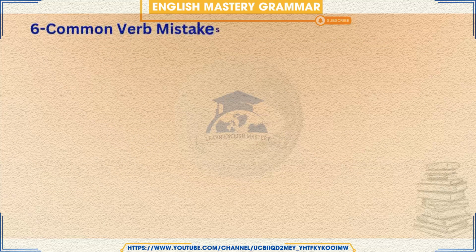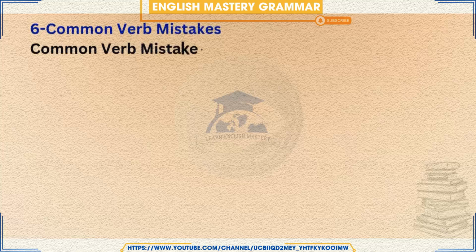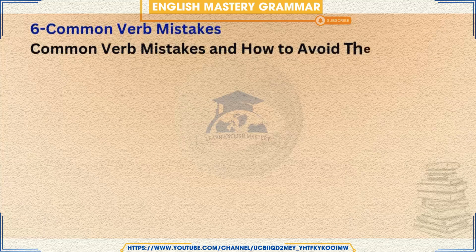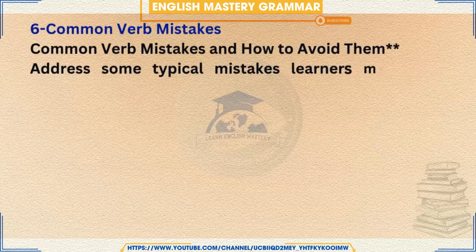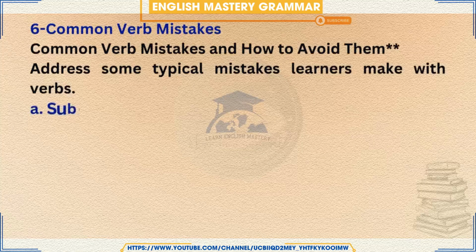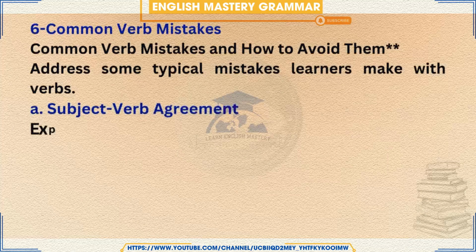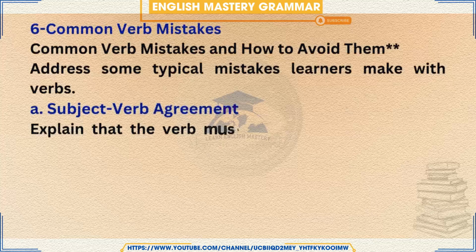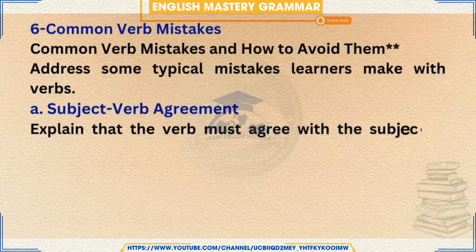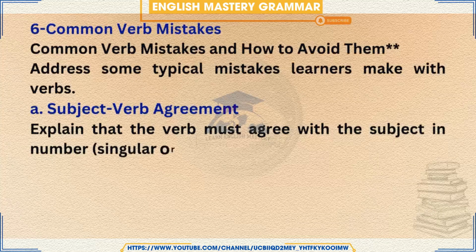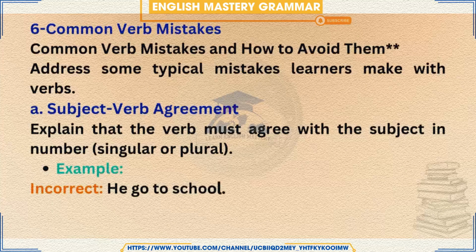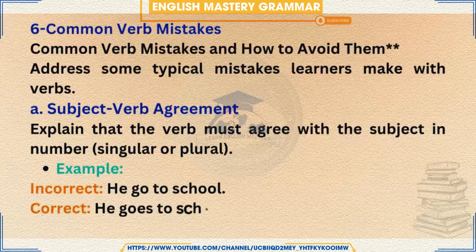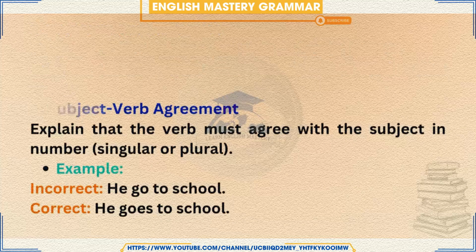6. Common verb mistakes. Common verb mistakes and how to avoid them. Address some typical mistakes learners make with verbs. A. Subject-verb agreement. Explain that the verb must agree with the subject in number, singular or plural. Example: incorrect, he go to school. Correct, he goes to school.